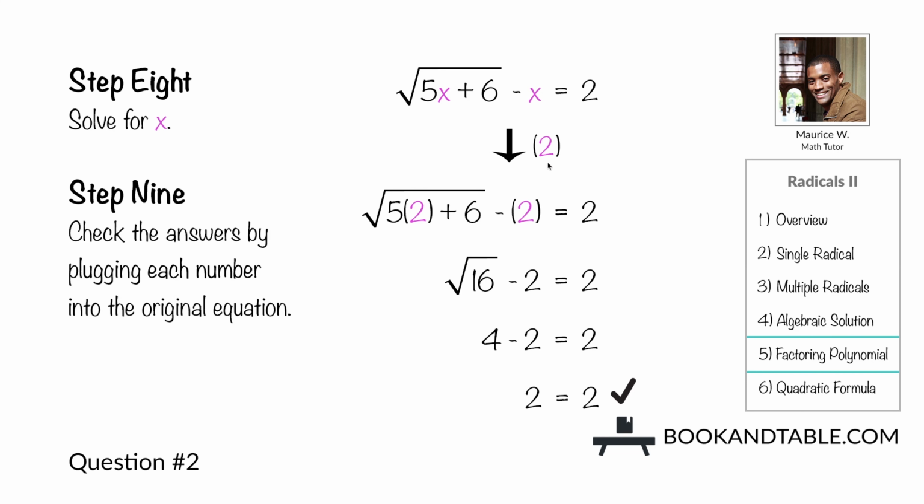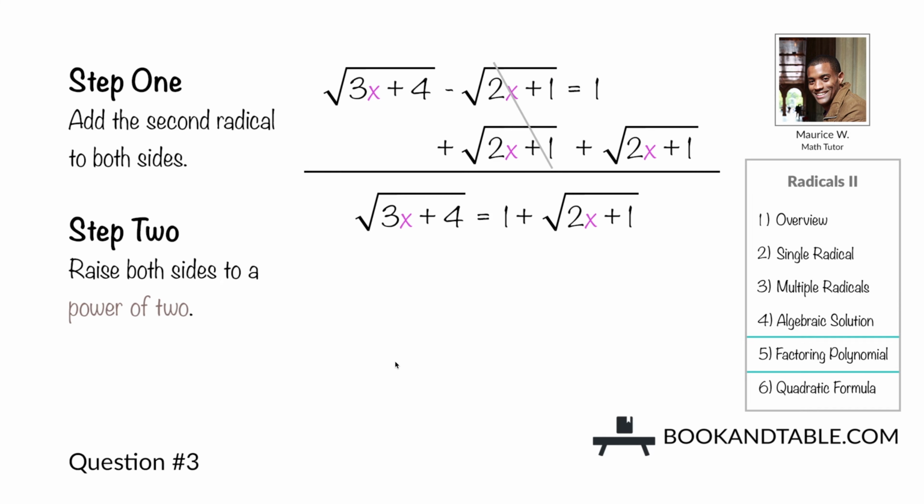And now the second value for x, 2. When we plug in 2 for x, we have 5 times 2, which is 10. 10 plus 6 is 16. Minus x, so minus 2. The square root of 16 is 4. 4 minus 2 is 2. Since 2 is equal to 2, that confirms that the value for x, which was 2, is correct as well. So for question number 2, both negative 1 and positive 2 are valid values for x.